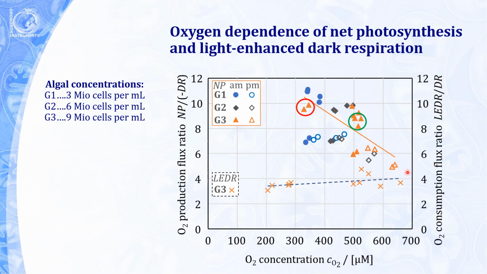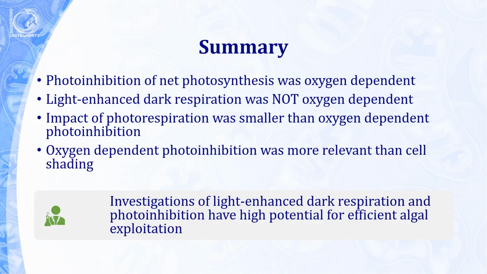No differences could be identified comparing measurements taken in the morning or in the afternoon or between the different dilution groups. Rates of light-enhanced dark respiration measured at normoxia and hyperoxia were 3- to 4-fold higher than the initial rate of dark respiration. Light-enhanced dark respiration did not significantly depend on oxygen concentration, opposed to net photosynthesis.